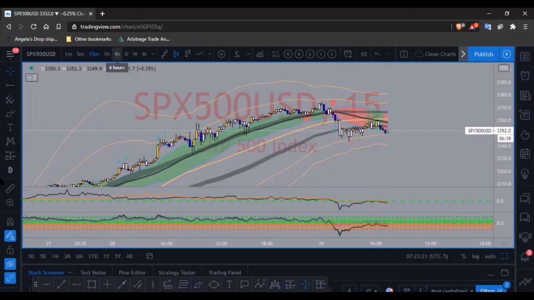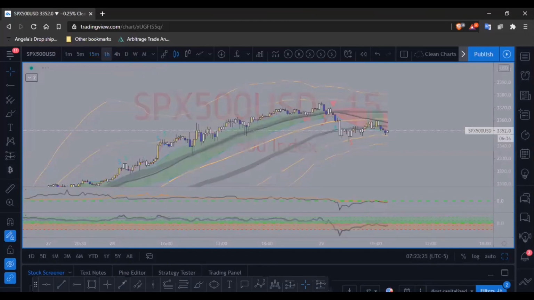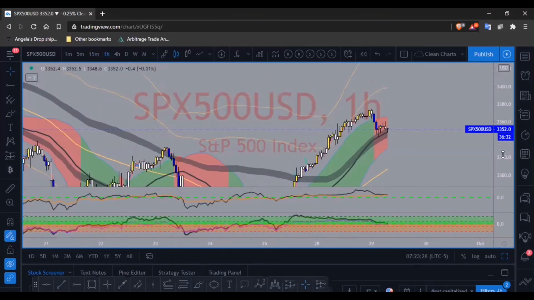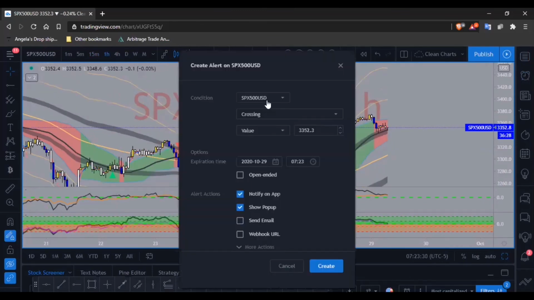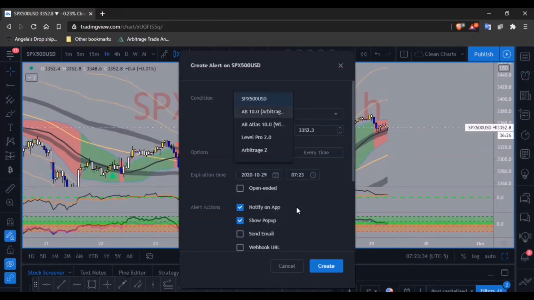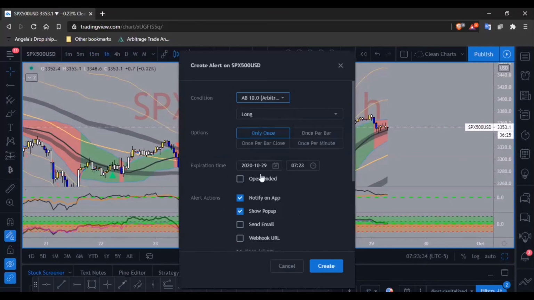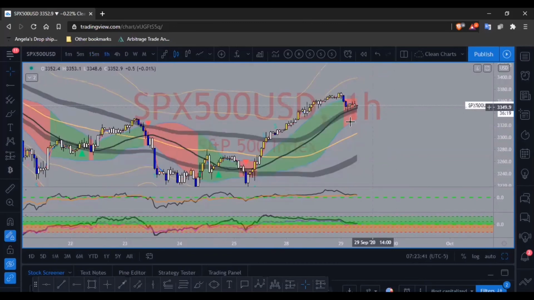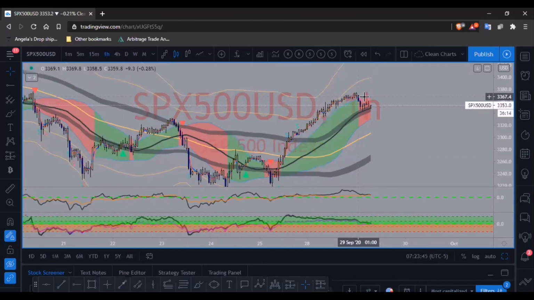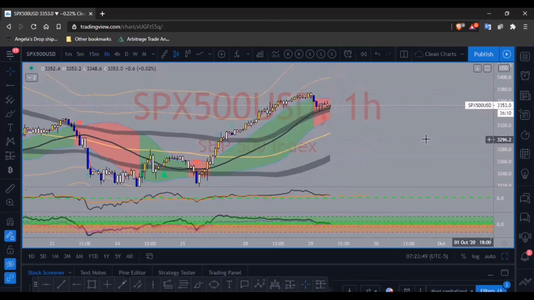But let's go on a 1 hour time frame. I'm pretty sure that's setting up for a sell. Yep. So let's try this again. SPX 500, arbitrage, short entry, create. Now, like I mentioned, I was already looking for sells over here. It's just unfortunate that I didn't get the alert to get in.